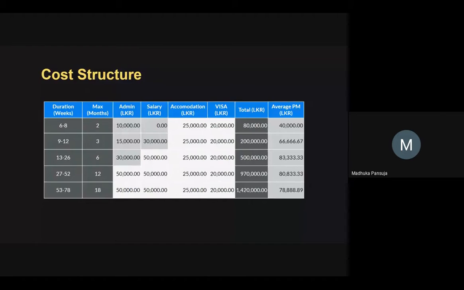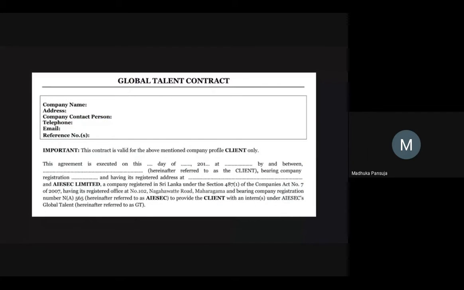And yeah, after that, I come to the general things of the contract. Actually, those time durations and the cost structures are also a part of the contract. So in the contract, the first thing that you can see is this page. This is a part of the page. In this part, you have to fill the general details about the company, like company name, address, company's contact person, the person we are contacting and working with in the company, and his telephone, his email, and the reference number. The reference number refers to the exchange participant's number. There's an exchange participant ID number, so the reference number refers to that.